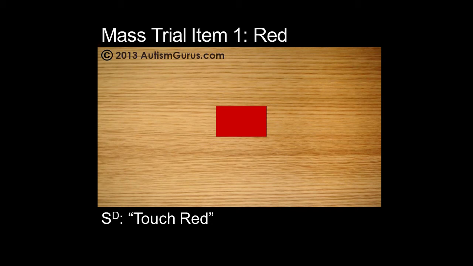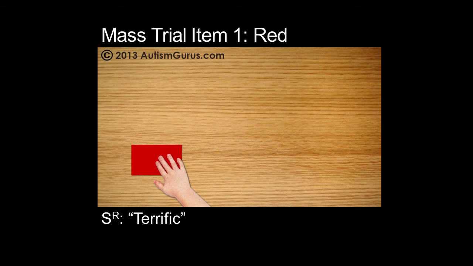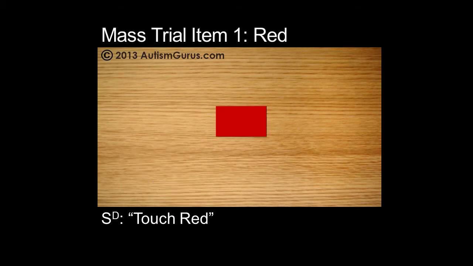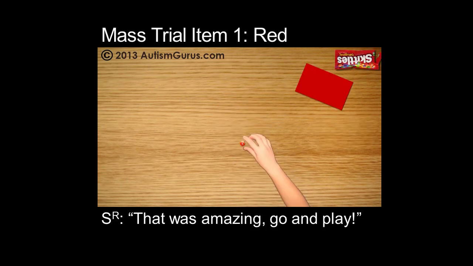Touch red. Great! The child has responded correctly without a prompt. We're moving the card around the table to facilitate attention and to prevent patterning behavior. Touch red. Terrific! Touch red. Great! Touch red. That was amazing! Go and play.